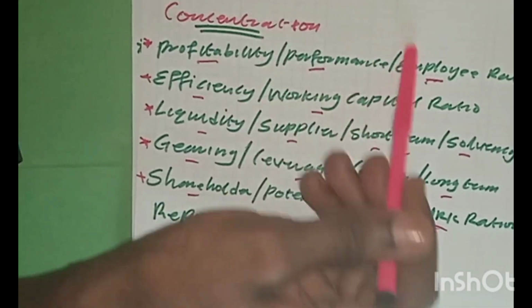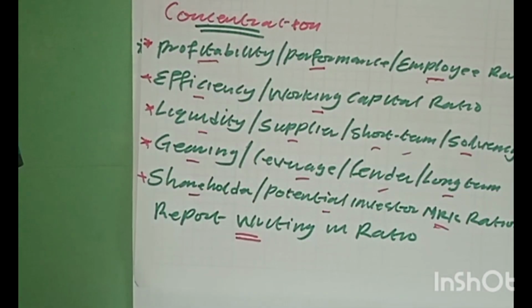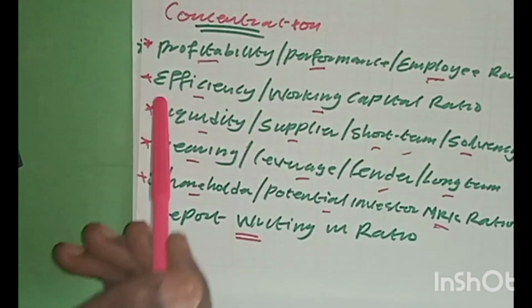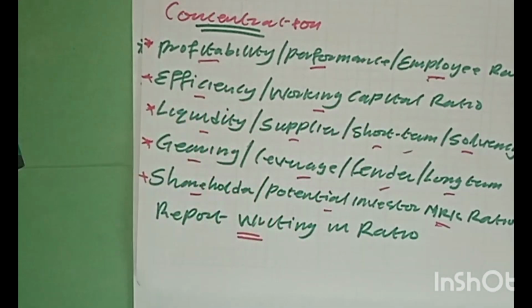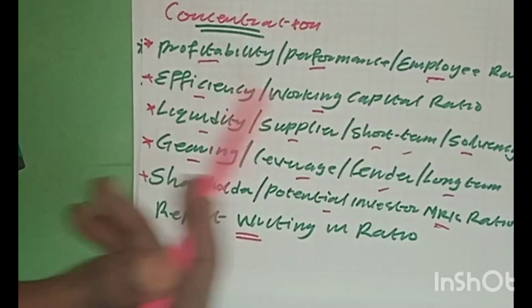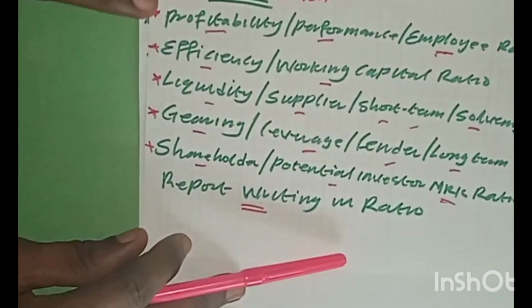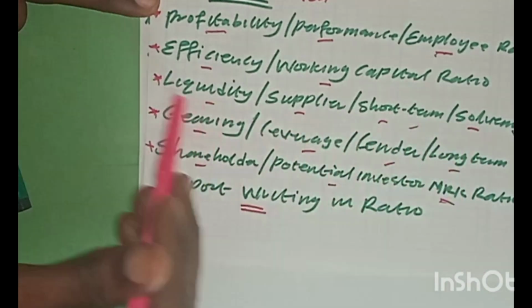Ask you for performance ratio, know that they are talking about all this. They will only bring one out for you to calculate profitability. Now, efficiency, working capital, they might ask what is the efficiency ratio or what is the working capital ratio, know that they are talking about the same thing. And liquidity ratio, suppliers, short-term and solvency, they are talking about the same thing.